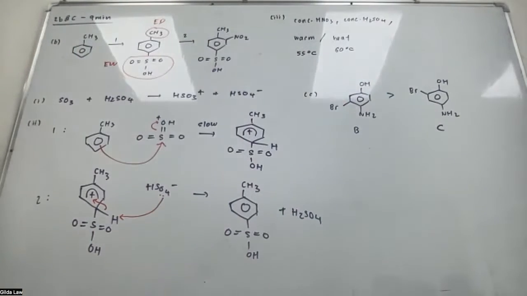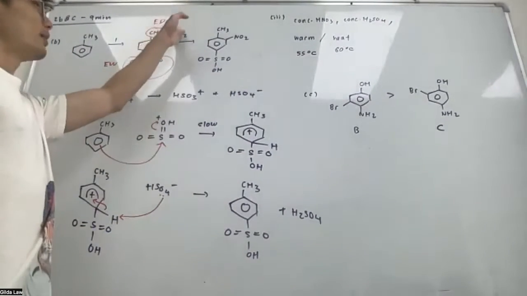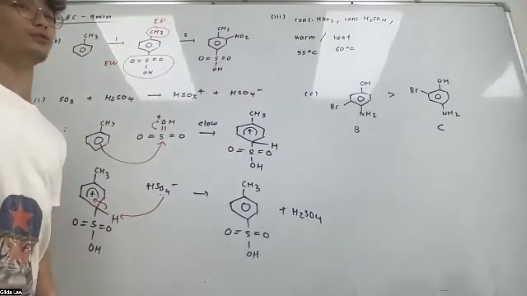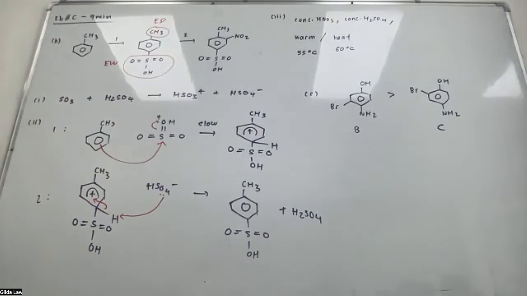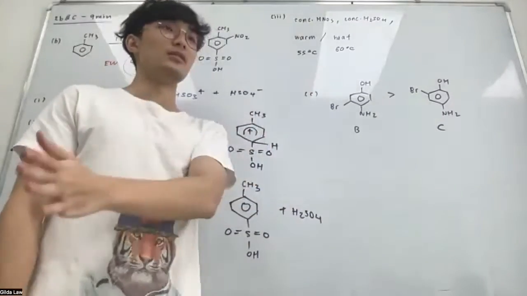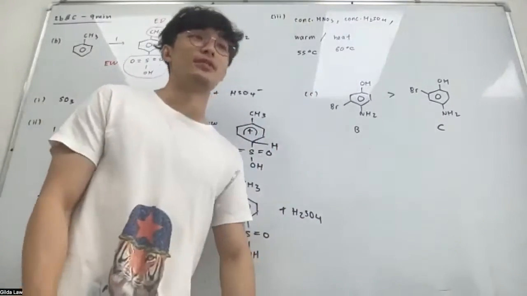The actual donating and the deactivating: one will boost the ring, the other one will make it harder to react. So it cancels out. Between room temperature, warm, and heat, the middle ground is the safest.